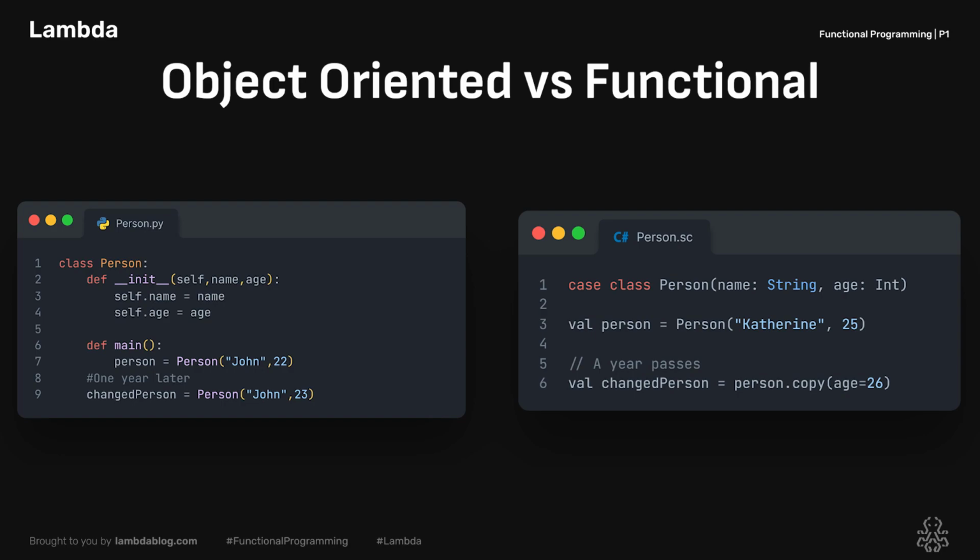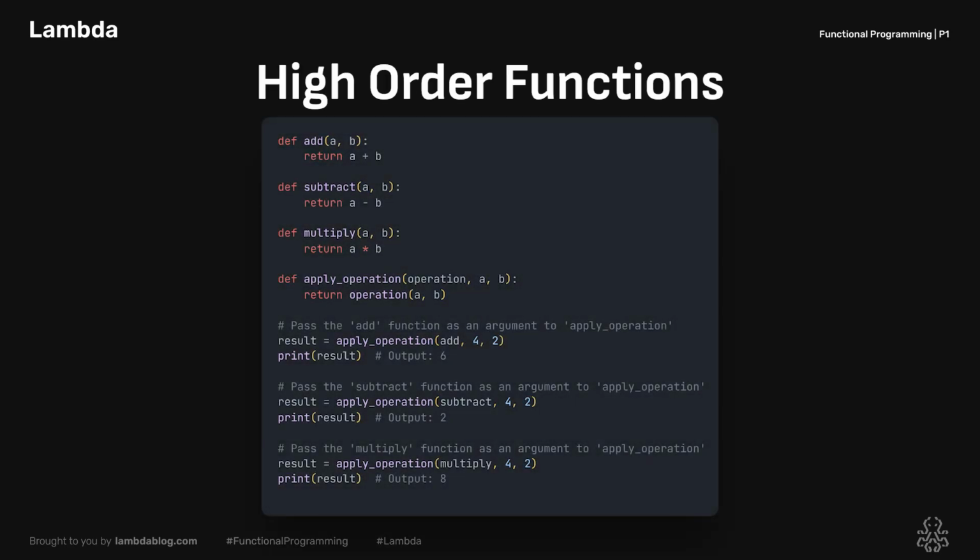Does that mean that if a program is written in a functional style and a person's age changes, this change cannot be modeled? Of course not. That would be absurd. There are techniques like efficient copying that allow us to manipulate our code without ever mutating states.